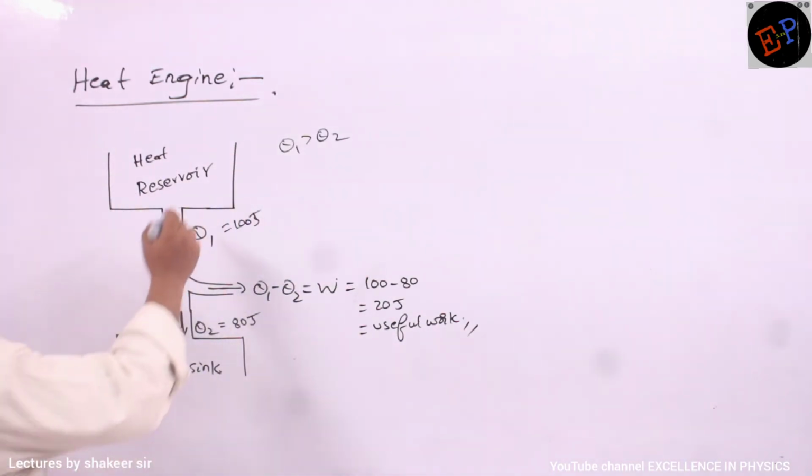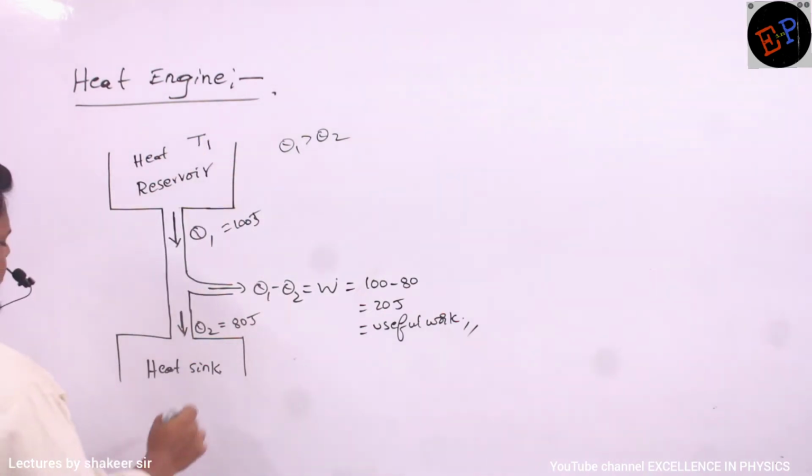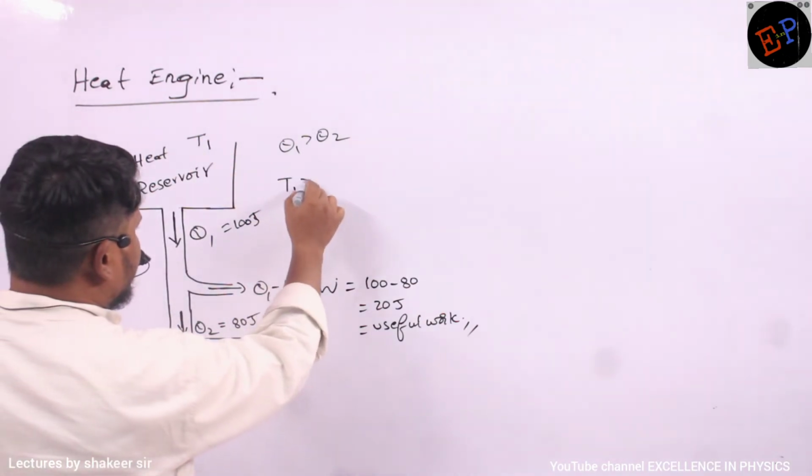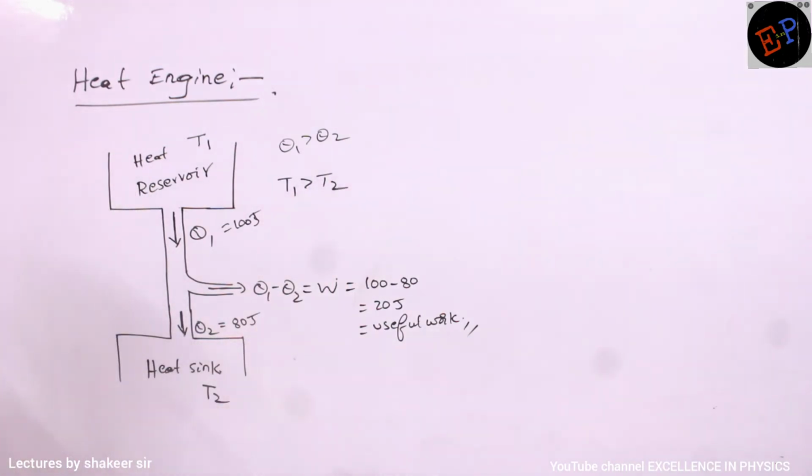So the temperature of the reservoir, I can call it T1. The temperature of the sink, I can call it T2. So definitely I can say T1 will be greater than T2. Then only heat energy will flow, no? If the temperature of the reservoir is greater than the heat sink, then only heat energy flows from the reservoir to the heat sink. Are you able to understand?